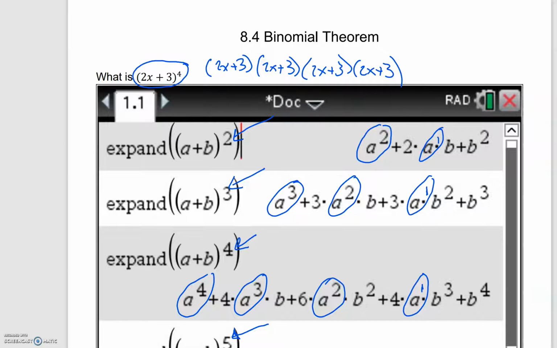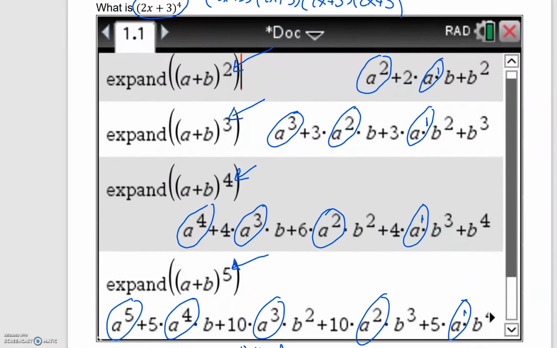So there's a couple patterns I want us to notice. I went ahead and had my calculator compute all of these answers. And if you notice, in blue, the powers of A are always getting smaller. It starts with the fourth power because we're doing the fourth power. And we notice that those powers of A are getting smaller.